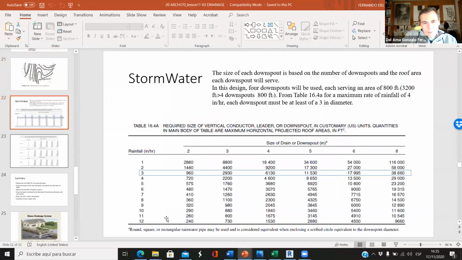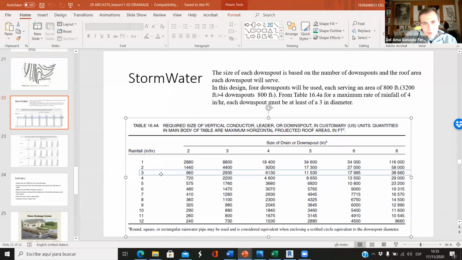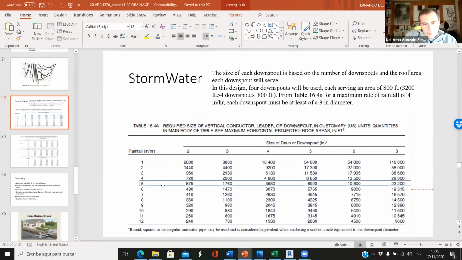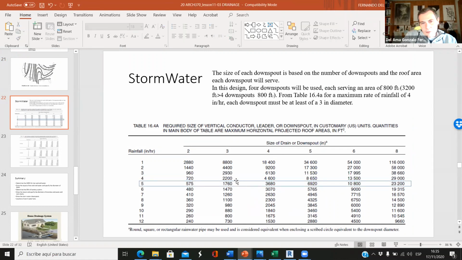So if we have a rainfall intensity of 5, the area in square feet for each sector is around 2,500. So it's between 3 and 4. And this is what I told you, that it's reasonable.